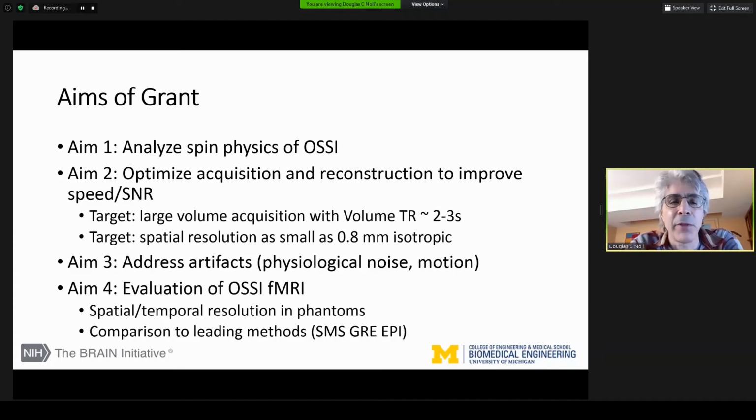Aim 3 is to try to address some of these artifacts. For example, the physiological noise that I talked about before is worse in oscillating steady state as compared to GRE, and so we need to address that. And we're also going to look at motion artifact. Lastly, in the final aim, we're going to be evaluating the method. We have an activation phantom and a resolution phantom, so we're going to be examining some of the imaging properties. And then lastly, we're going to be doing comparison to leading edge methods, for example, simultaneous multi-slice GRE EPI, effectively the state of the art for fMRI at 3T. We're going to be doing a comparison with that.